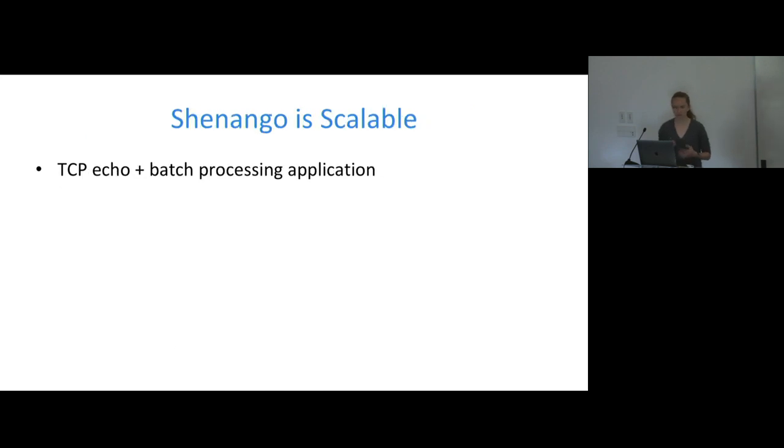So now we're going to analyze one particular aspect of Shenango's performance, which is its scalability. We're going to look at how throughput scales with the number of cores in use by an application. We're going to run a TCP echo server that simply echoes back packets when it receives them, and we're also going to run a batch processing application on the server.